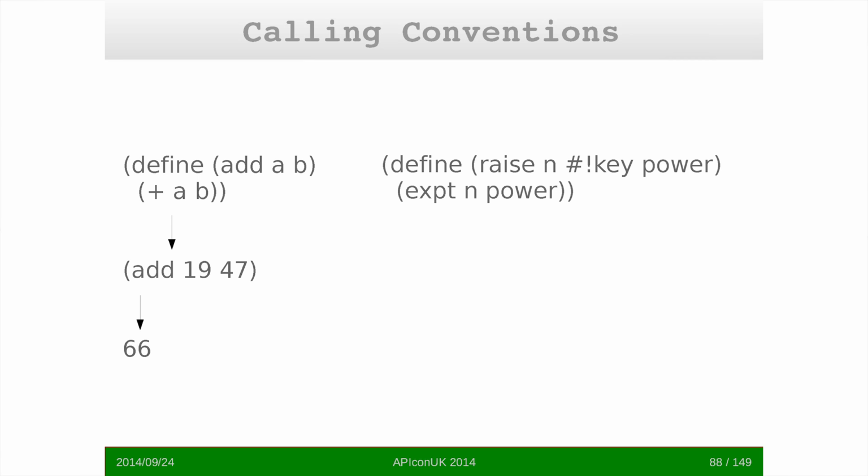And I can never remember which way around the arguments go with the exponent procedure. So I might want to say an API like that, so I can raise 2 to the power 4 and get a result like that.